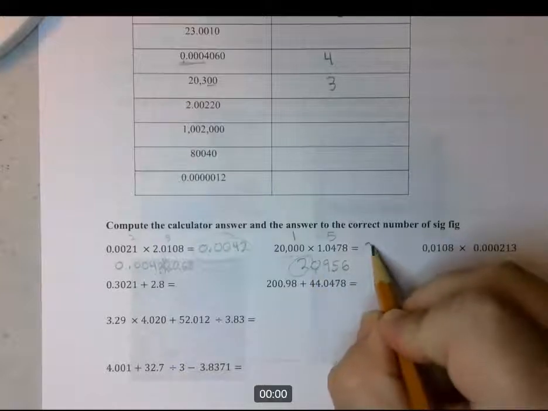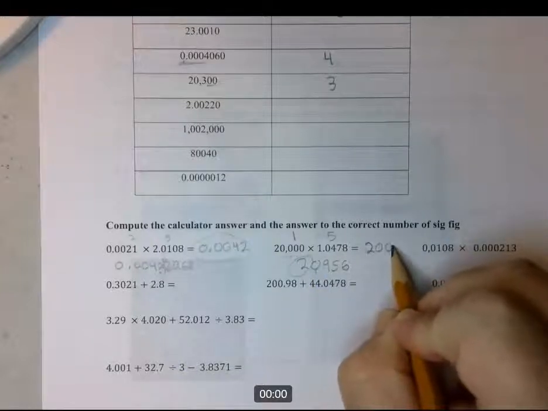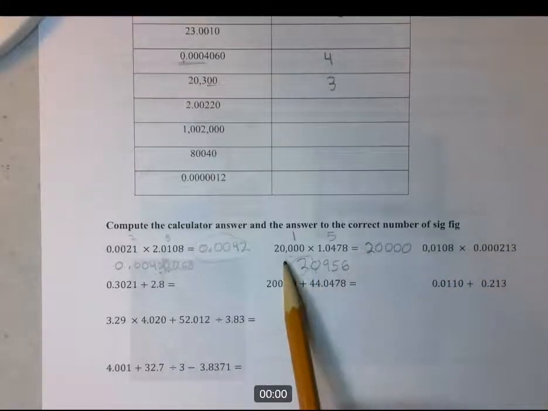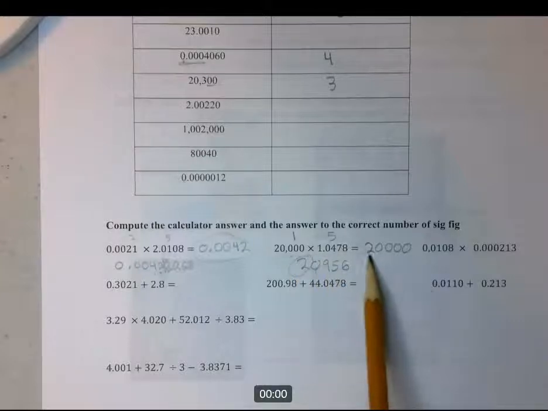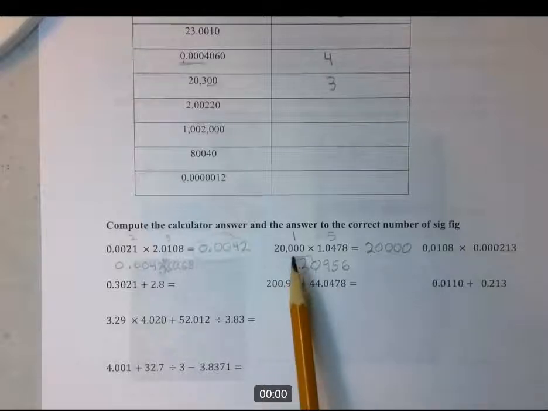So the answer is 20,000. And I know that seems a bit strange. You multiplied 20,000 by a number and you still ended up with 20,000. But that's just simply because you don't have enough precision to say that that's any more than 20,000, anything other than 20,000. There's just not enough precision involved in that number.